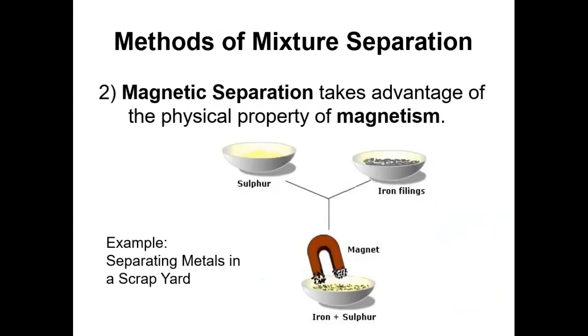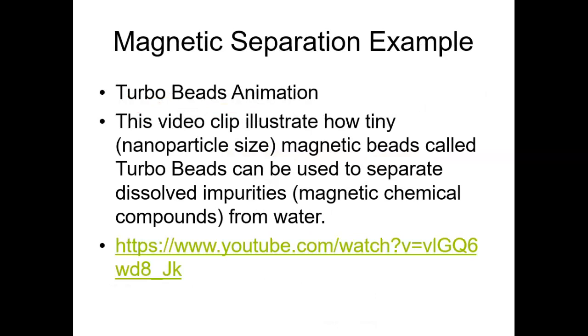We could also do a magnetic separation. If we have sulfur and iron together in a mixture, I can take a magnet and get all of the iron out of the sulfur, or as much as possible, and just have the sulfur in one pile and the iron in another. Some other examples are at a scrapyard. That's how they do some of that metal, to get through the metal.